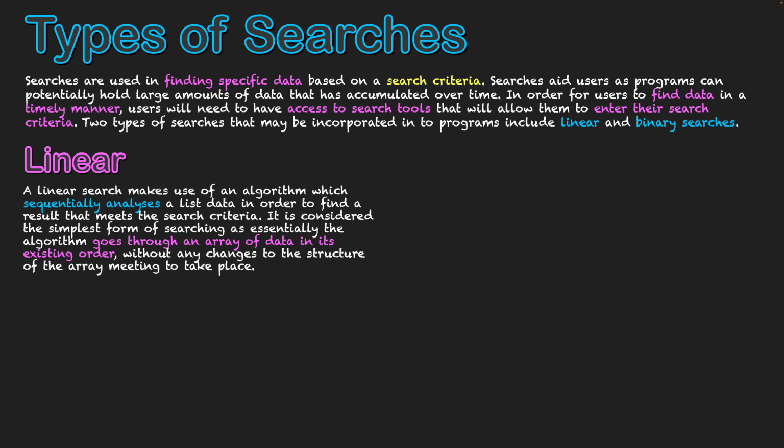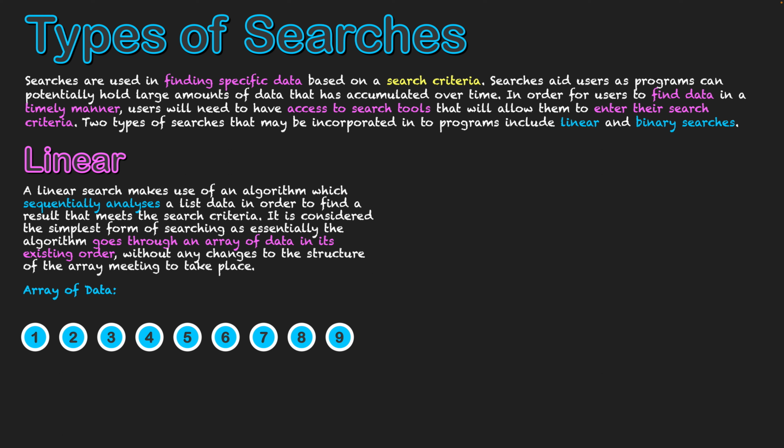So for that reason, it's a very simple search. It's just going through an array in order, and it doesn't need that array's data to be sorted in any way prior, because it's just going to look at it in the order that it's in there. Let's look at an example here. Here is my array of data. It's just the numbers 1 to 9. I'm going to search for the number 7, and I'm going to track how long it takes me to get to the number 7 when I do this search.